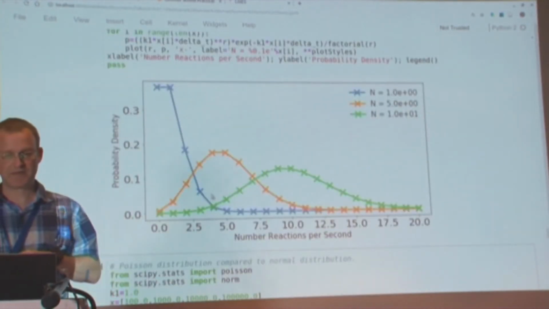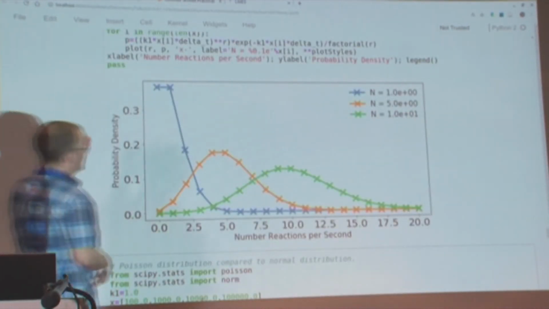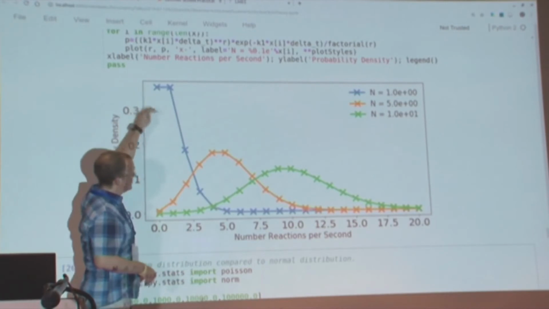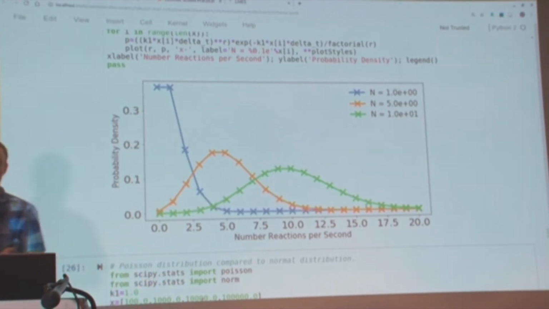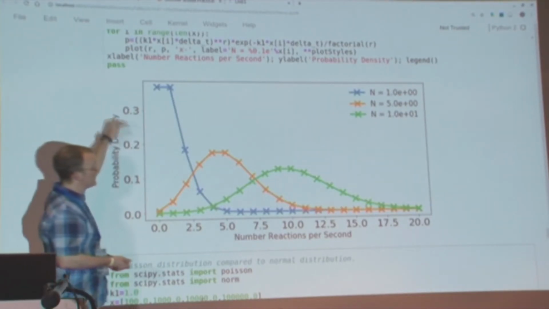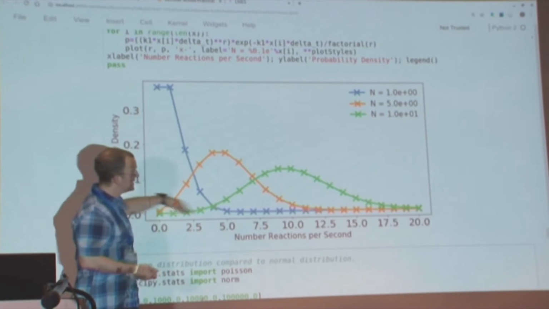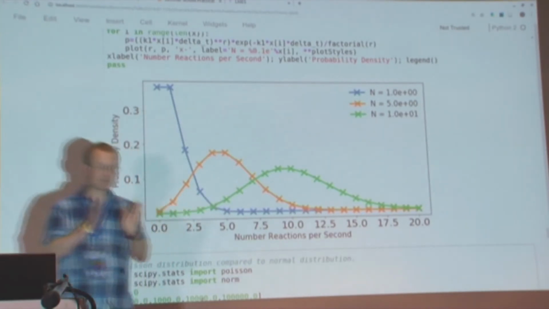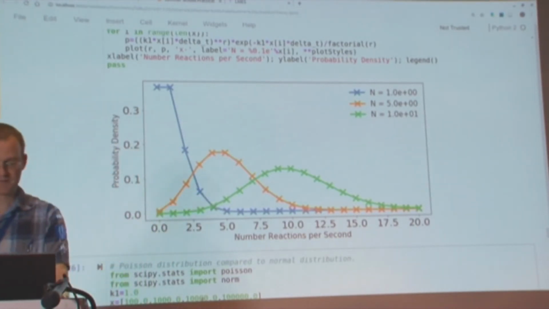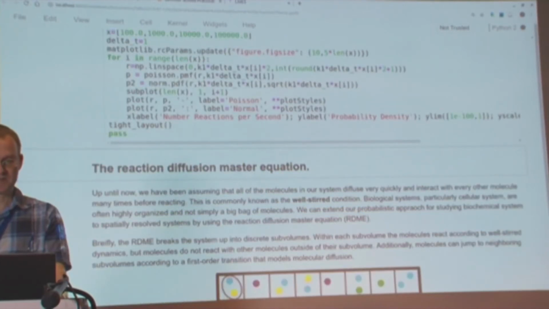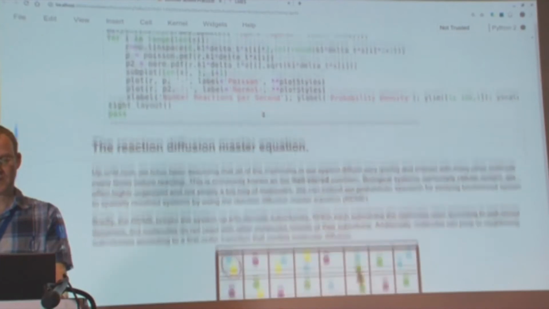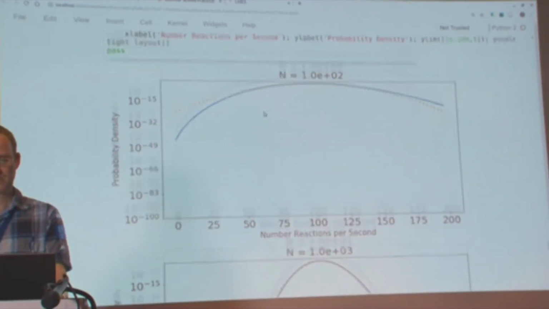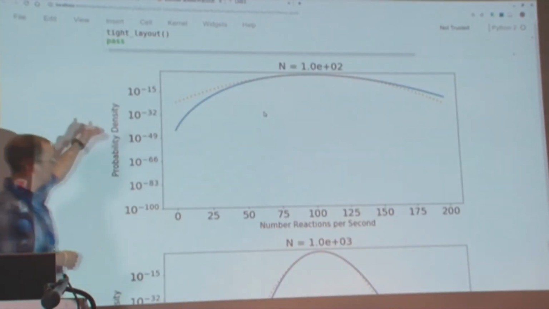So that's what I show here. If you have one molecule, then you can see the blue curve has a pretty wide range of the number of reactions that might occur in a second. The more molecules you get, you can see that the mean is shifting up, but it's also getting more and more compressed. And once you get to, say, see if this runs, here it would be for 100 molecules.